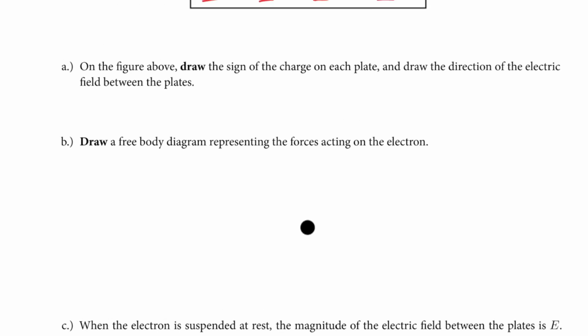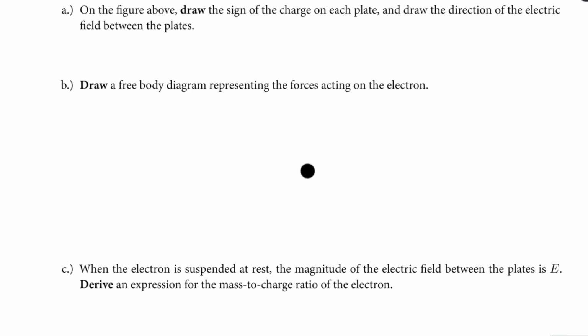Here's our free body diagram again. What are the forces on the electron? Well, of course, there's a gravitational force down, and there's an electric force up, and these are equal.